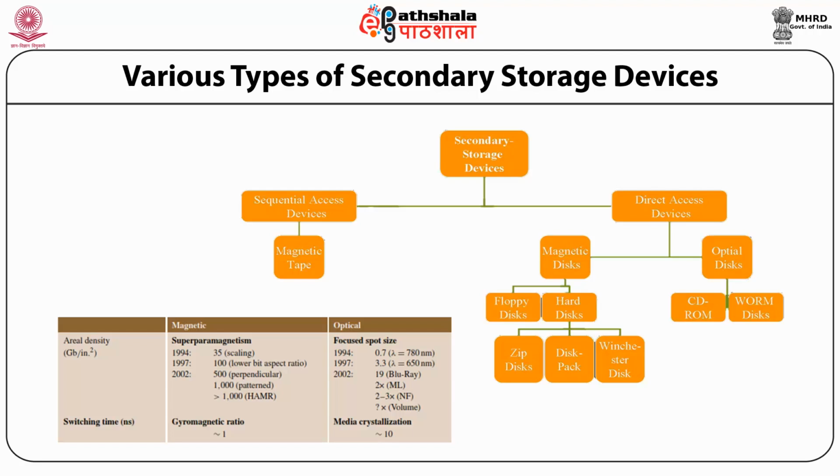Data is recorded in the form of magnetized spots on the track of the disk. A spot represents the presence of 1 and its absence represents 0, enabling the representation of data in binary form.